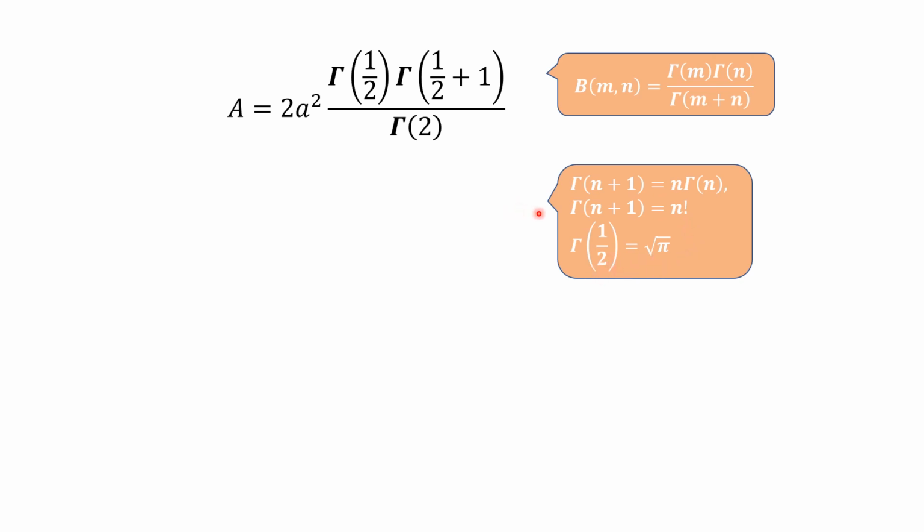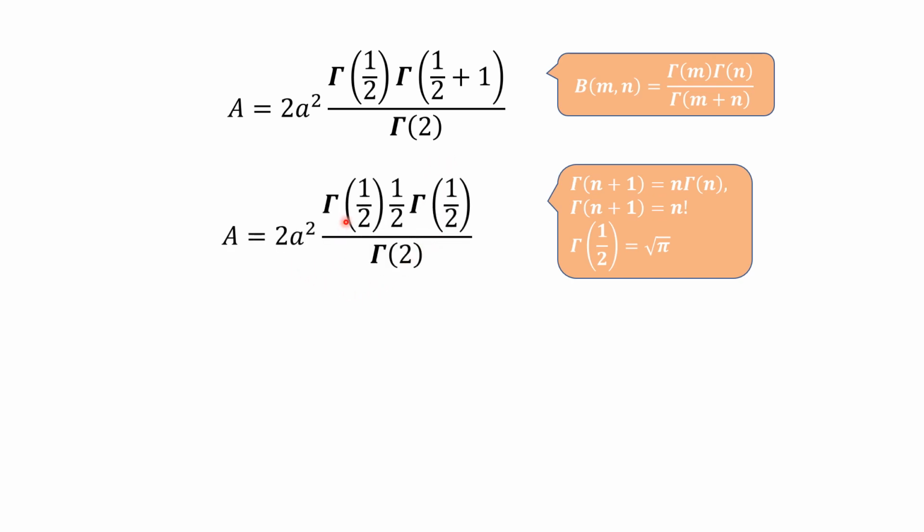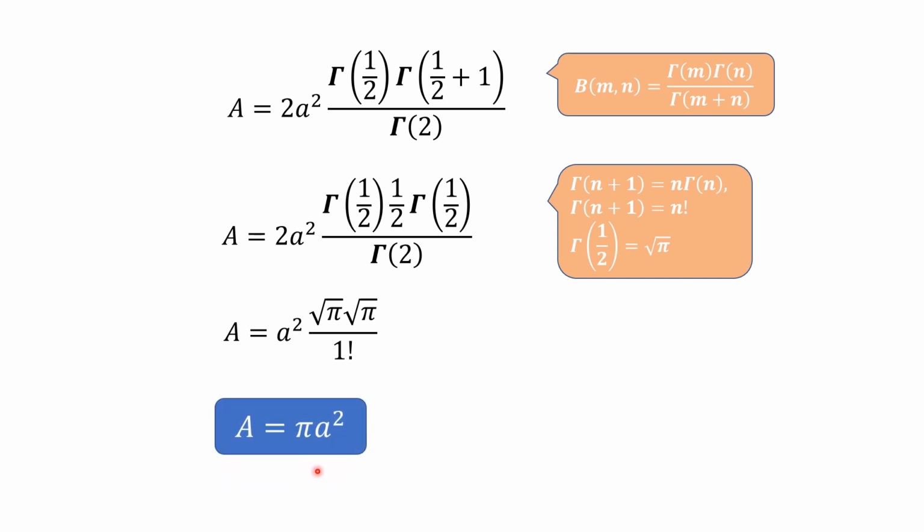So using all these formulae, this expression becomes 2a square gamma half as it is. This gamma (half plus 1), using the first formula, can be expressed as half into gamma half, divided by gamma of 2. Now in the further step, we will use all these formulas. So in a square, this 2 will get cancelled. We are left with a square. Gamma half is root pi, gamma half is root pi, and gamma 2 is 1 factorial. So simplifying this further, the area of the required region is pi a square.